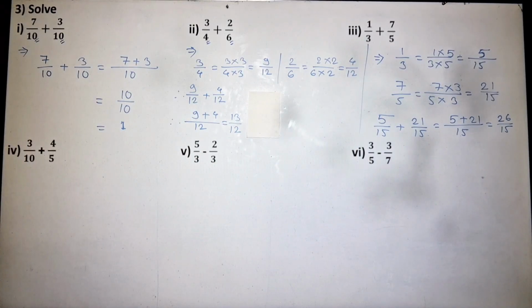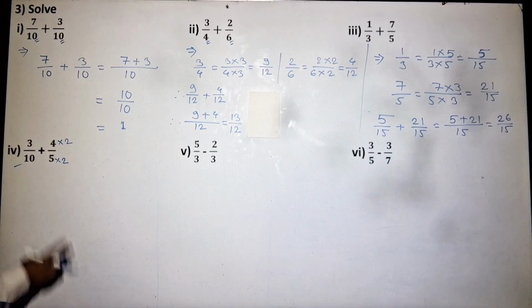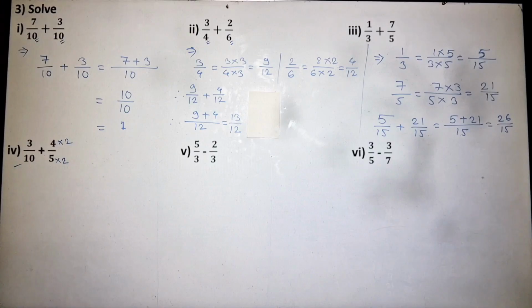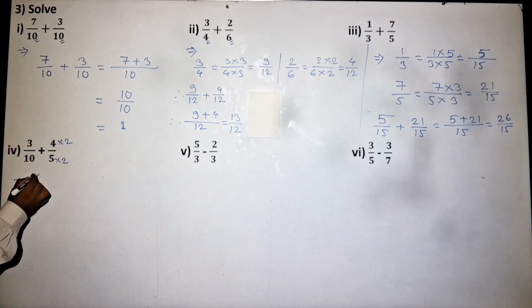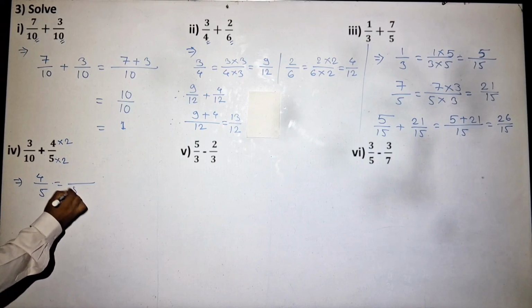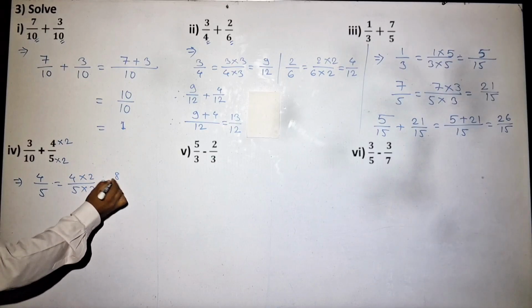Next question number. Here, sub question number 4. 3 by 10 plus 4 by 5. If you multiply 5 by 2 and 4 by 2, 5 to the 10, the denominators are the same. That means they convert into like fractions. We do not multiply 3 by 10 by any number. We first write 4 by 5 as 5 into 2 and 4 into 2, which is equal to 8 by 10.